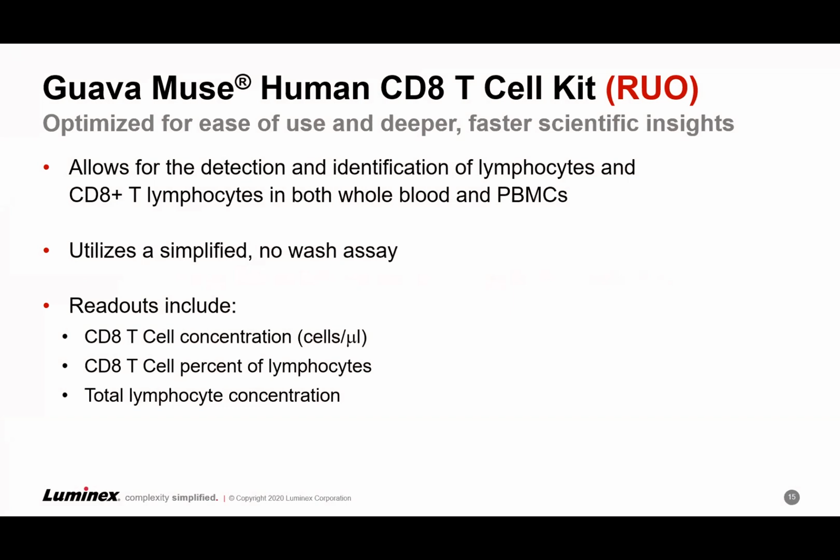Sample preparation is minimal using a simplified no-wash protocol, and after loading samples onto the Muse cell analyzer, the intuitive software provides a detailed analysis of your cell sample in just a few short steps. The software readout on this instrument will give you CD8 T cell concentration in cells per microliter, CD8 T cell percent of lymphocytes, and total lymphocyte concentration, once again without the need for counting beads.